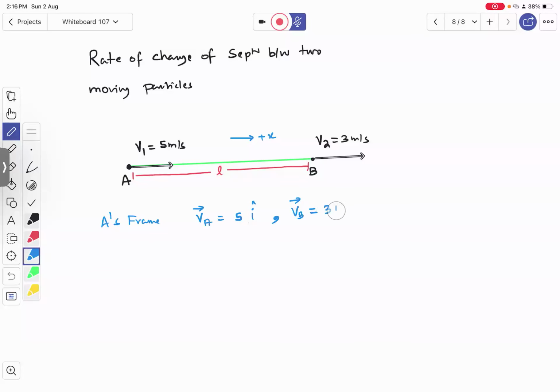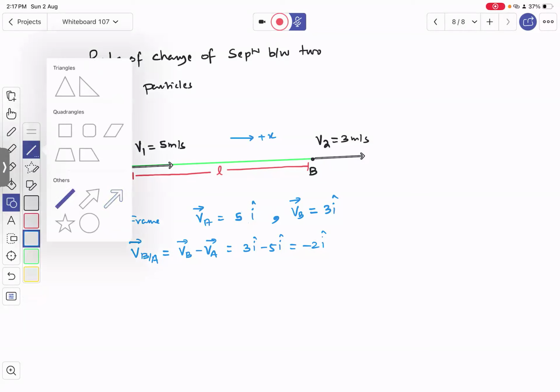VB is 3 i cap. So sitting in the frame of A, I must know the velocity of B with respect to A. The velocity of B with respect to A will be VB minus VA. If I do VB minus VA, we get 3 i cap minus 5 i cap, which is minus 2 i cap. It means that by being in the frame of A, we will find B moving with speed 2, but the direction in which he moves is leftward, because rightward we took as plus x, no?